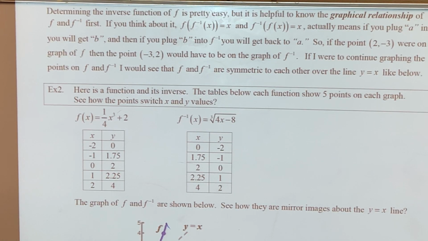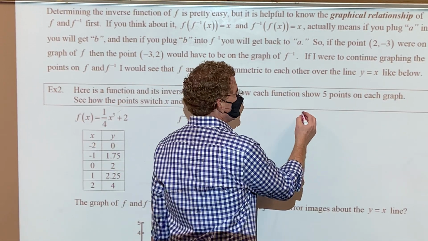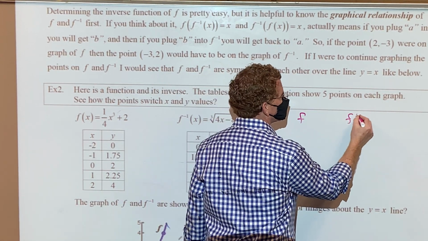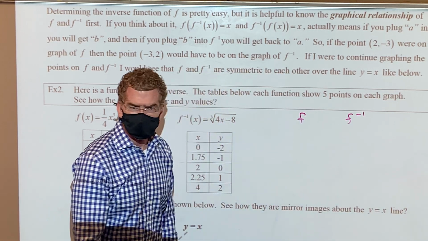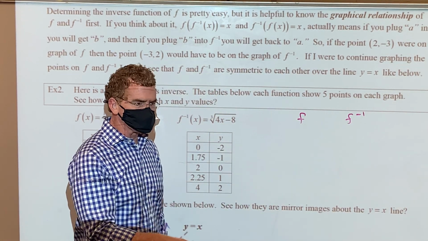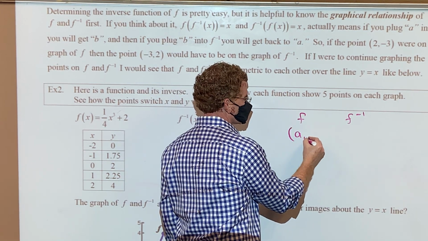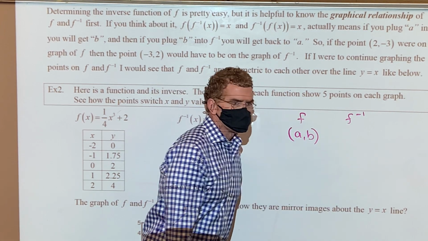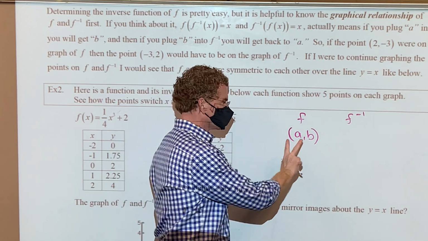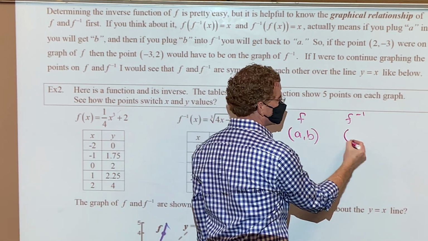Okay, so right here I'm going to talk about these inverses a little bit. But the big thing I want you to know about inverses is this. If you have a function and its inverse, any point that shows up on the function, on its inverse, x's and y's are flipped.